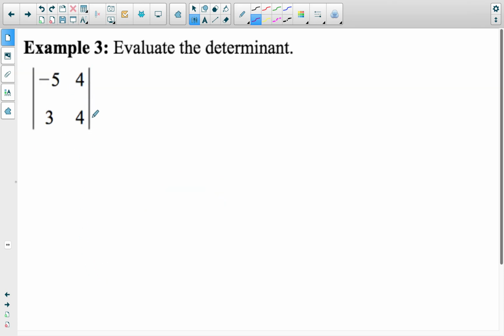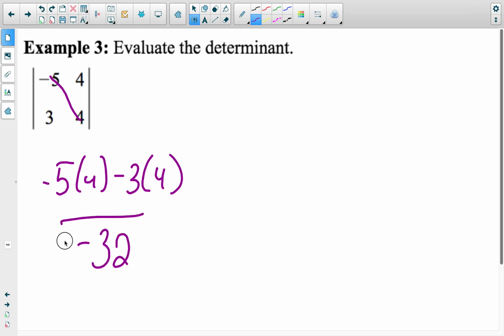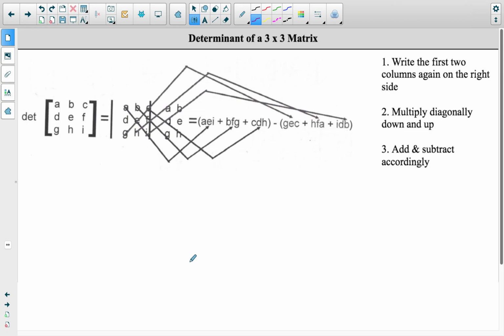Pause the video, try this one. All right, multiply negative 5 times 4, minus 3 times 4, for a determinant of negative 32. Right? Negative 20 minus 12 will give you negative 32. That's a 2 by 2 matrix.